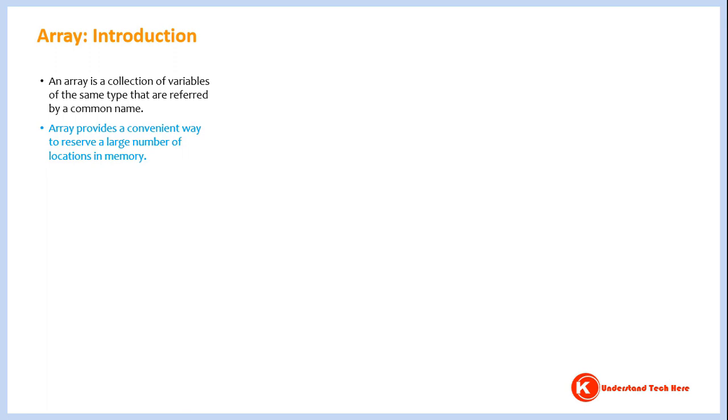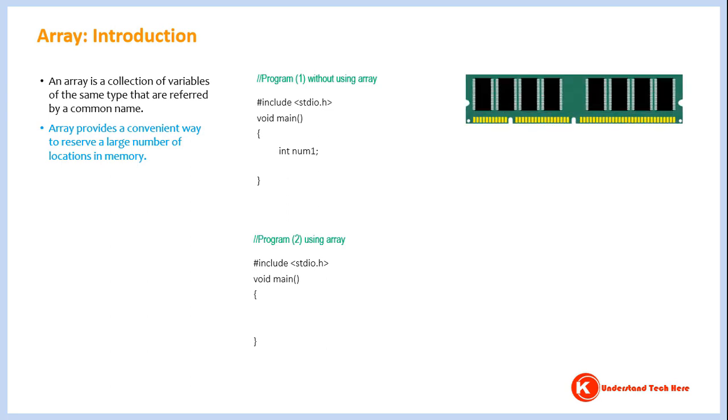An array is a collection of variables of the same type of data that are referred by a common name. What does it mean? Let's look at an example. To store one number, you need one location in memory. To reserve one location in memory, you do this, right? Remember, as explained earlier, locations being reserved are from RAM. To store 4 numbers, you need 4 locations. To reserve 4 locations, you do this.